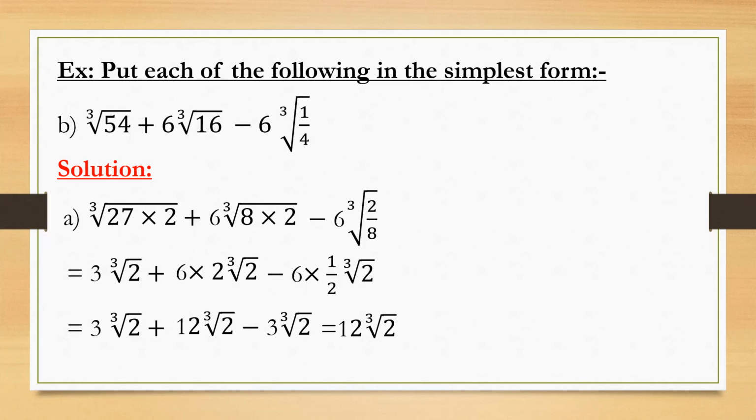8 here in the denominator, so it will be 2. But in the numerator, I can't write 2 over 2. I can't. And 2 has no cubic root. So I'll put 1 over 2 multiplied by cubic root 2.